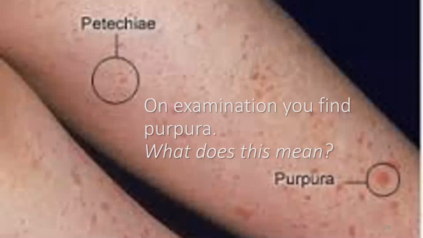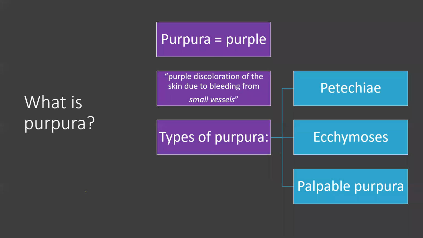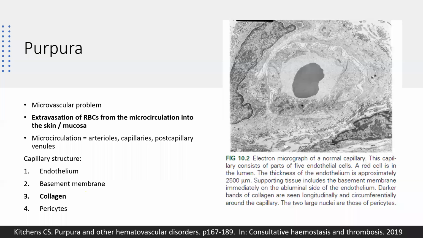So let's say on examination, you find purpura. What does this mean? Purpura means purple, and it refers to the purple discoloration of the skin due to bleeding from small vessels. There are several types of purpura: petechiae, ecchymosis, and palpable purpura. Purpura essentially is a microvascular problem. There's extravasation of red cells from the microcirculation into the skin or mucosa, and here the microcirculation refers to the arterioles, the capillaries, and the postcapillary venules. On the right-hand side is the picture of a capillary structure. It consists of endothelium with a basement membrane, collagen, and pericytes.